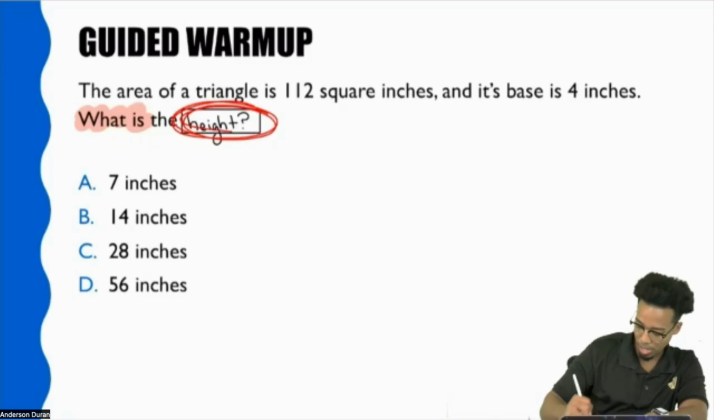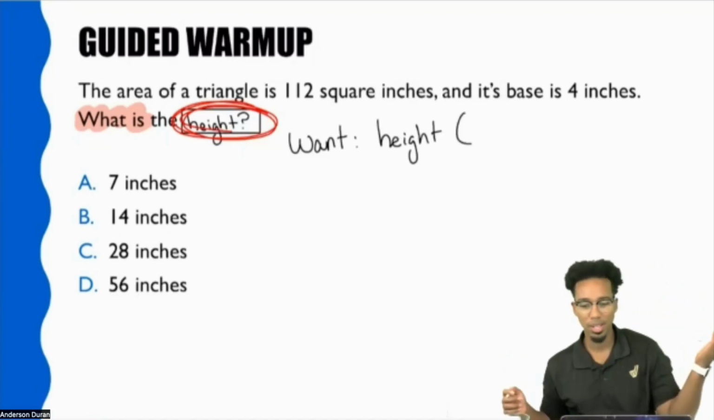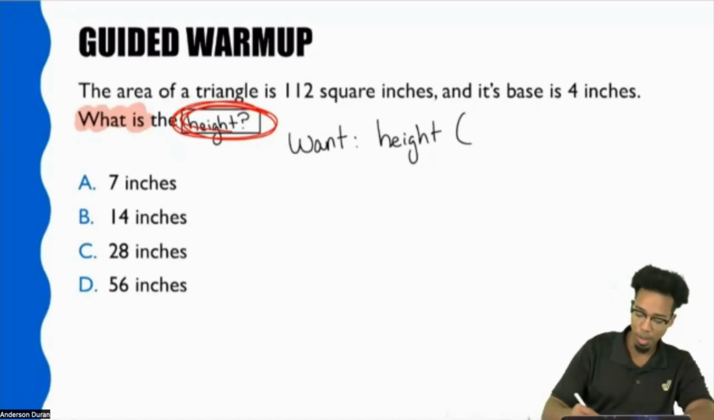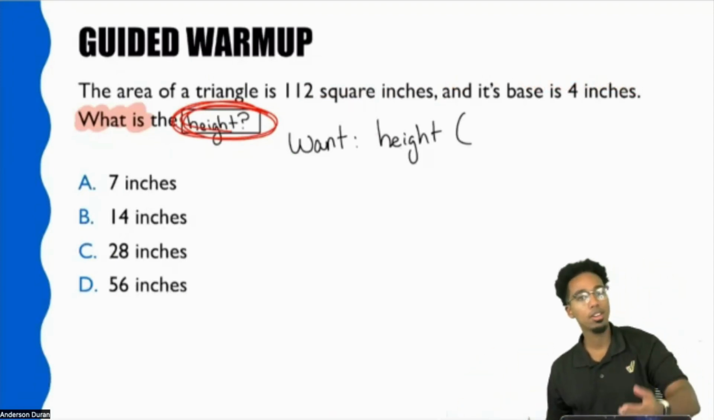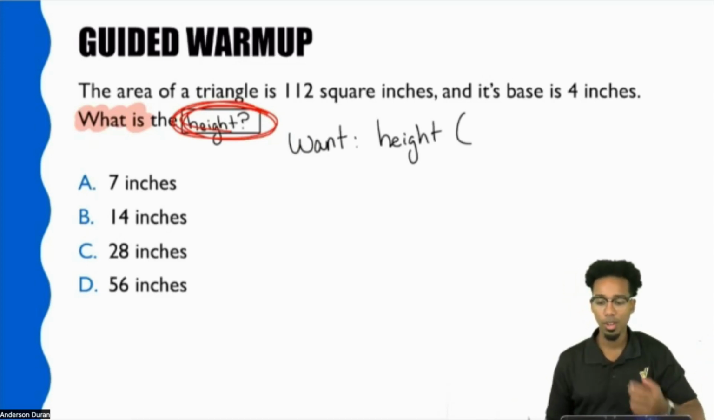So what do we want? The height. And then I have to ask myself, the height of what? I'm checking this out and it says we're talking about a triangle here, right? You read the problem, it says the area of a triangle is blah, blah, blah. The base is blah, blah, blah. But we have the area, we have the base. We're looking for the height.